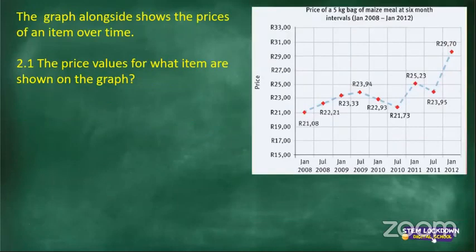Let me say that. So this graph here, the next one here now, the graph alongside shows the prices of an item over time. The price values for what item are shown on the graph? Which item are we talking about here? The one on the graph. Five kilograms of maize meal. A 5-kilogram bag of maize meal.